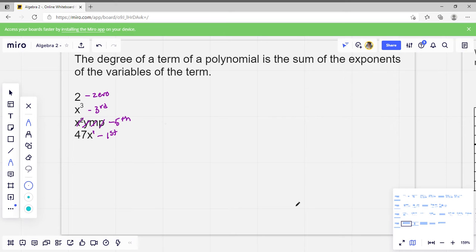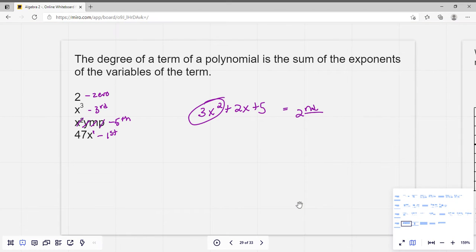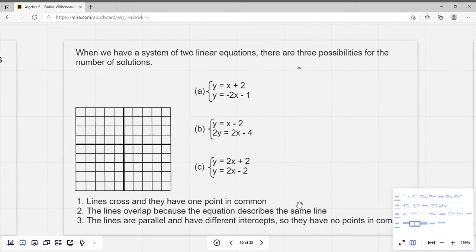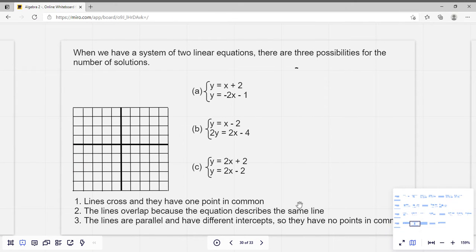So when you're doing a polynomial equation, the degree of a polynomial is the same as its highest degree term. So if we had 3x squared plus 2x plus 5, its highest degree term is going to be this x squared. So that is a 2nd degree polynomial. Pretty easy. A linear equation is going to be an equation that its highest exponent is 1 with 2 variables.